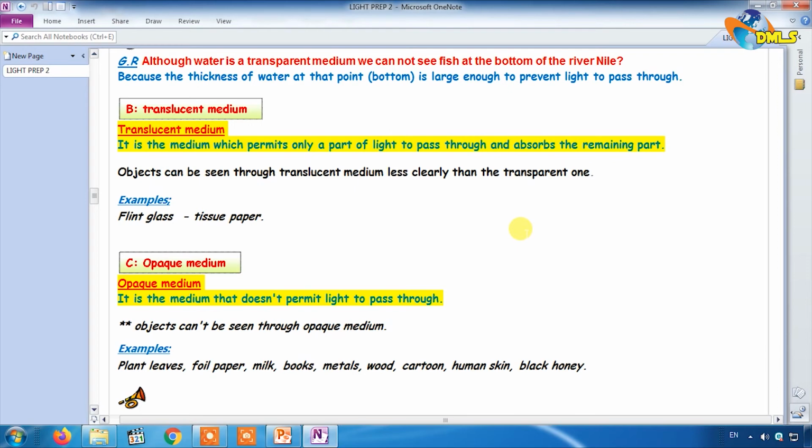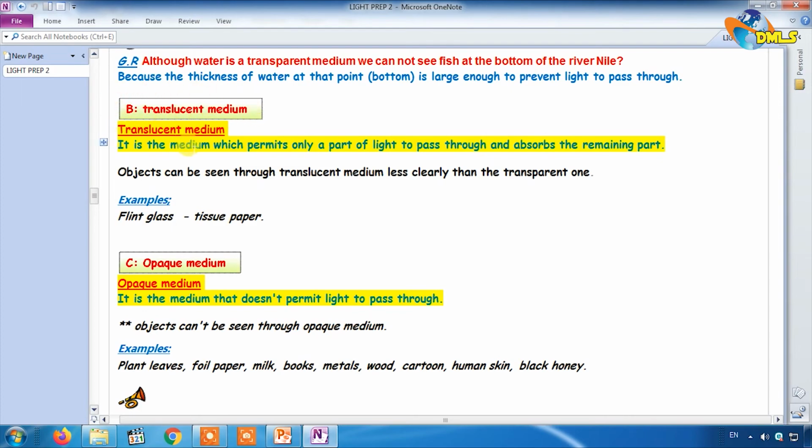How? Imagine with me that you have a tissue paper or one paper of your notebook. Can you see all the light which falls on it? Of course not. Why? Because it is translucent or semi-transparent, because a part of light is absorbed by this paper and the remaining is permitted, so you can see it. Again, translucent media permit only a part of light to pass through and absorb the remaining part of light. Examples of translucent media are flint glass and tissue paper.